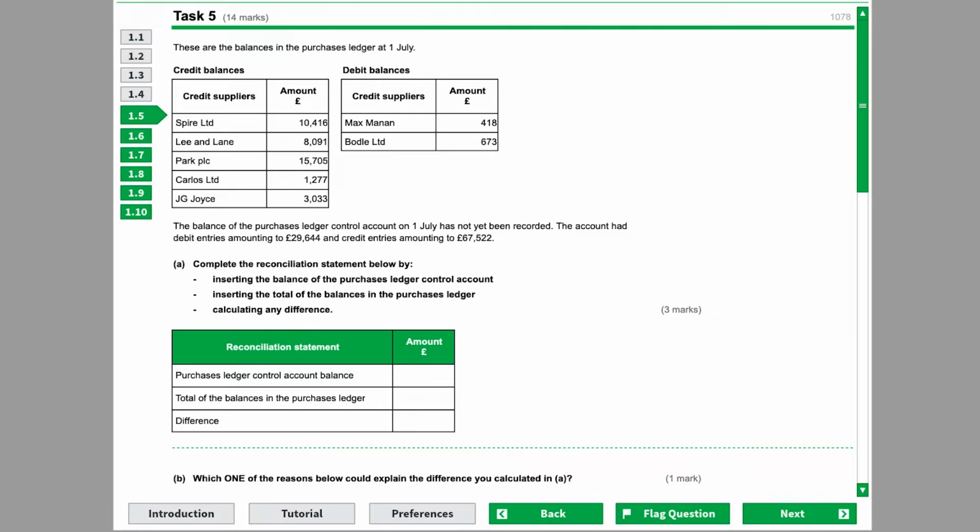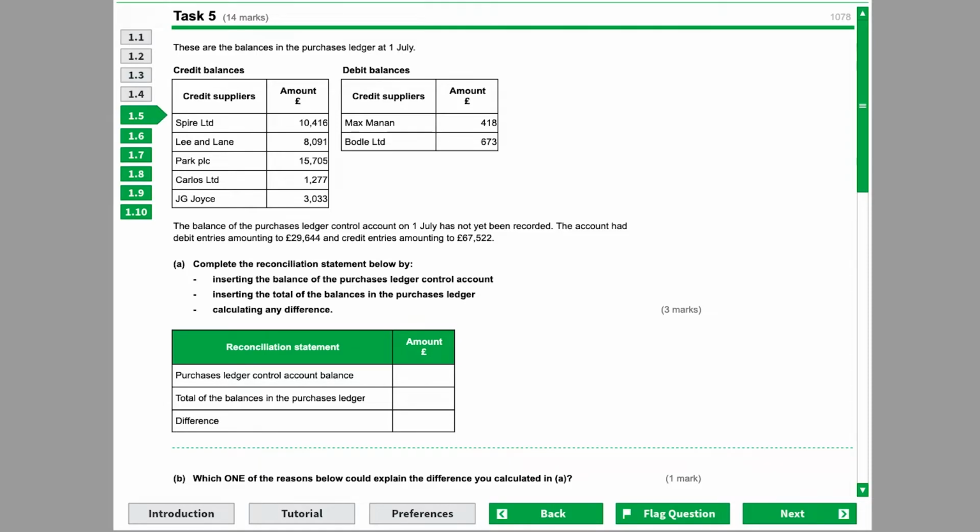These are the balances in the purchase ledger as at the 1st of July. The balance of the purchase ledger control account on the 1st of July has not yet been recorded. The account has debit entries amounting to $29,644 and credit entries amounting to $67,522. Let's start then by calculating the balance on the purchase ledger control account.